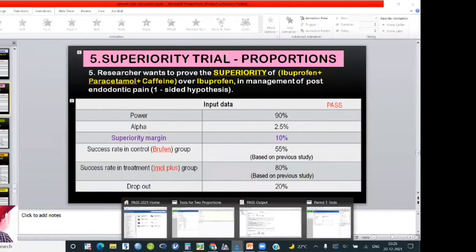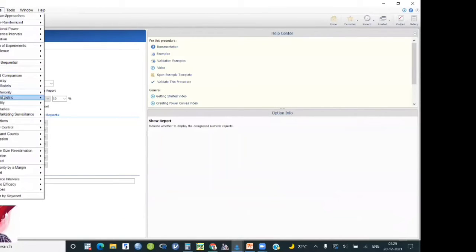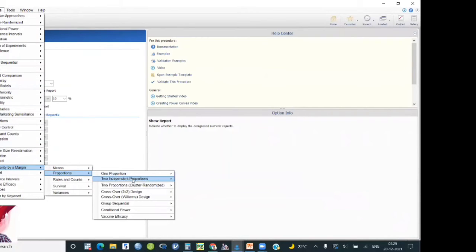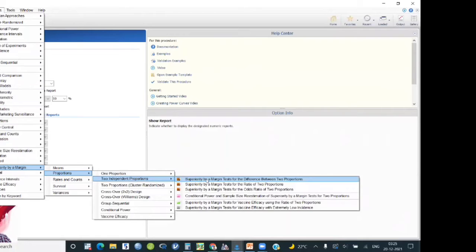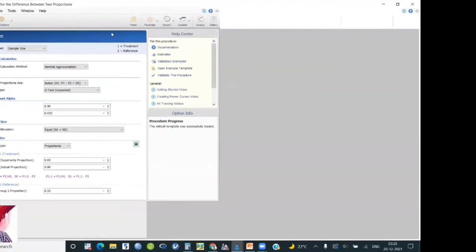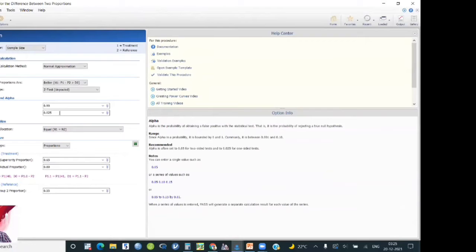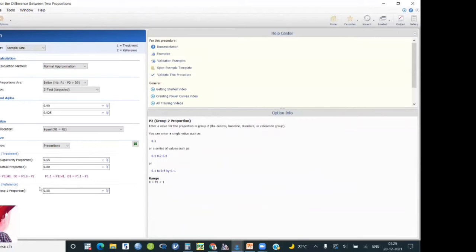I'm going to conduct the superiority trial sample size calculation procedure. Go to superiority by a margin. It is a proportion, right? Two independent proportions, superiority by a margin, difference between two proportions. Fine. Power is 90%, and alpha is 0.025. The proportion of success in the brufen group is 55%, and the actual proportion of success in the combination group, that is the synergistic effect group, is 80%.